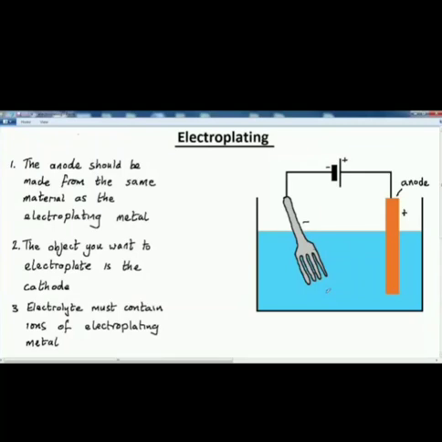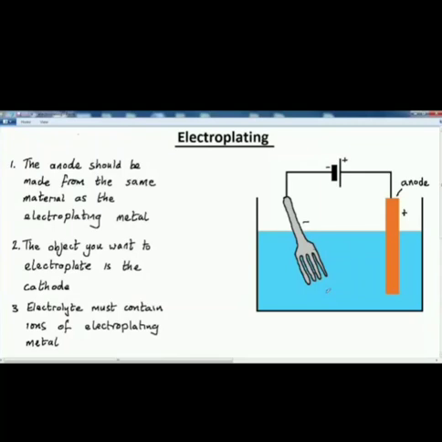So for that reason, the electrolyte must contain ions of the metal which is to be plated on that article. And the next condition is that during electroplating we always use direct current, because if you use alternating current, it alternates the discharge and ionization at the electrodes. Then we would not get a smooth and uniform electroplating. So we always use direct current. These are the conditions for electroplating.